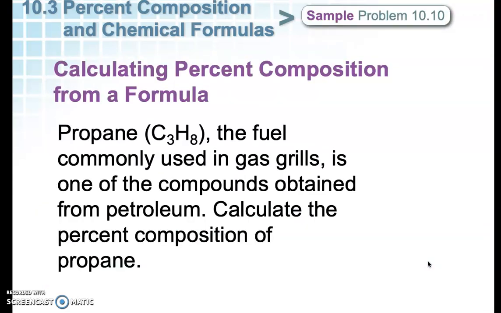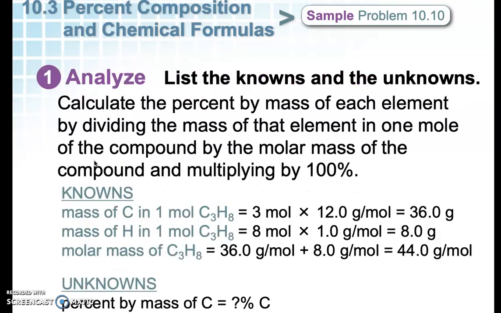Okay, so we're going to look at propane. Propane is C3H8. There's 3 carbons, 8 hydrogens. The fuel commonly used in gas grills is one of the compounds contained from petroleum. Calculate the percent composition of propane.